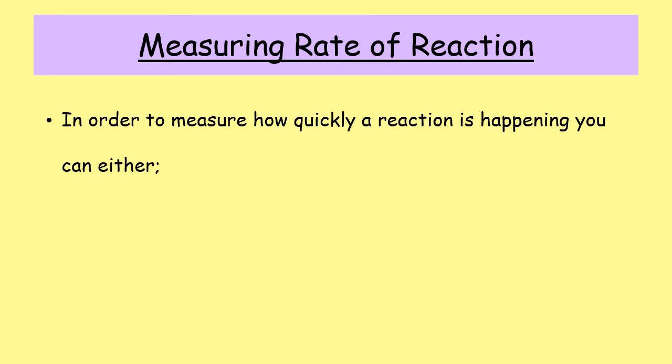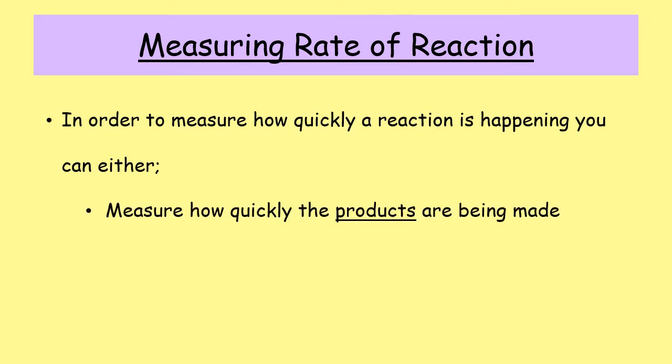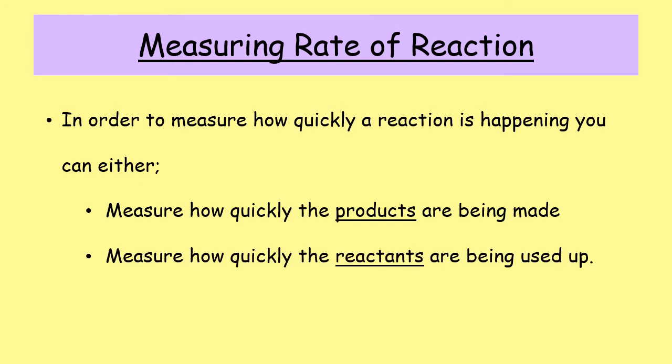So whenever you measure the rate of reaction, you're measuring how quickly something happens. And you can either measure how quickly some of the products are being made, or you could measure how quickly the reactants are being used up. Either one of these will tell you the rate. And if you wanted to, you could even do both on the same experiment and compare your answers.